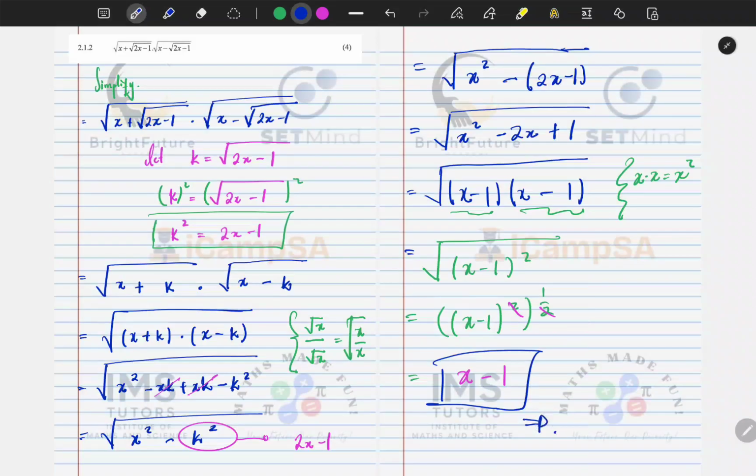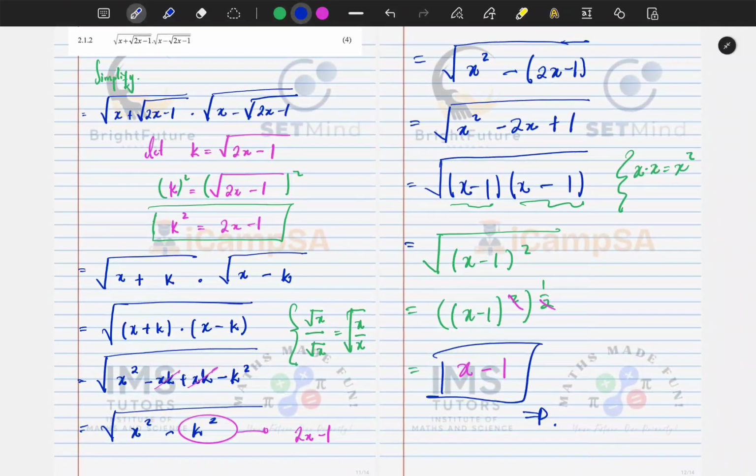So now this is written in its simplest form. From here you simplified it from a surd form and made it an exponential form. So you end here, this is your final answer. It was 4 marks, it was not really difficult. So let's move on to another question and see.